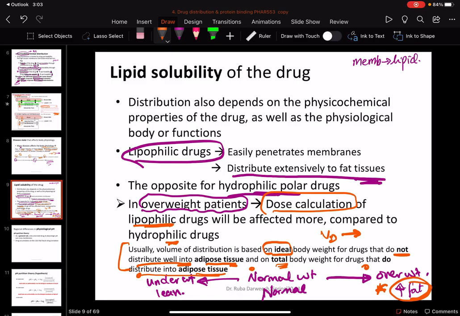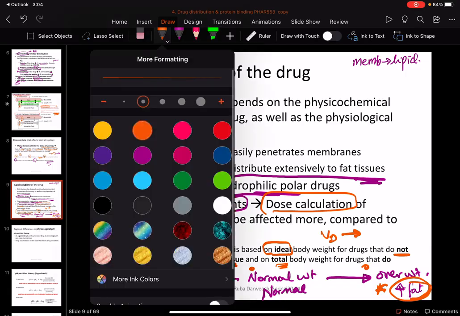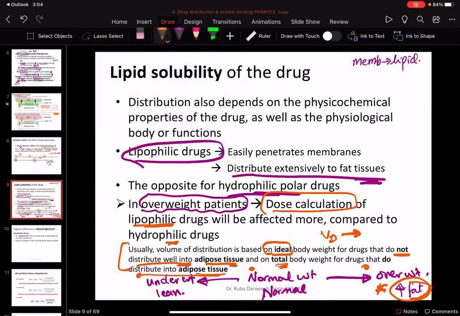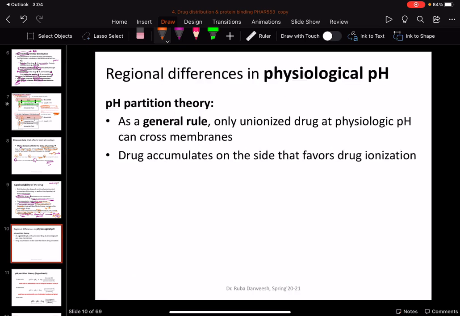So if we are talking about a drug that goes into the adipose tissue, we need to take this into consideration. And if the drug does not go into the adipose tissue, then we can just use the ideal calculation that we have as a general guideline. Okay? And we will see this in calculation when we go into the drug groups.